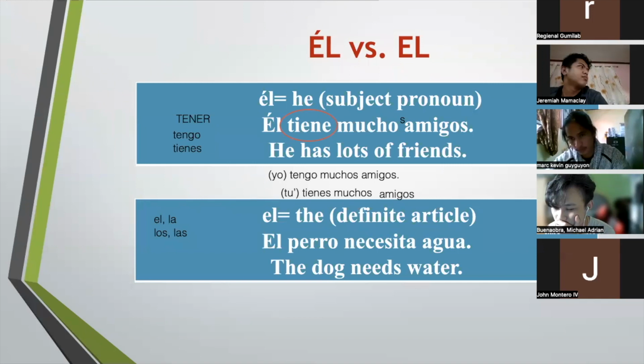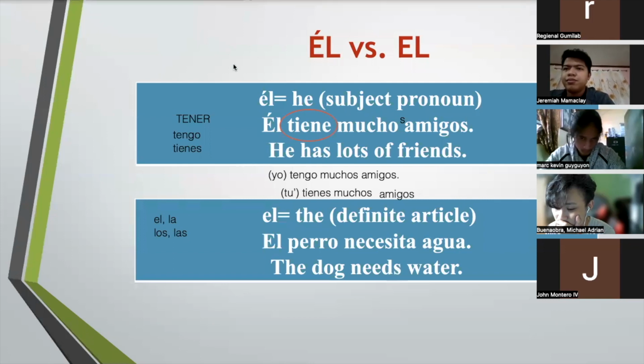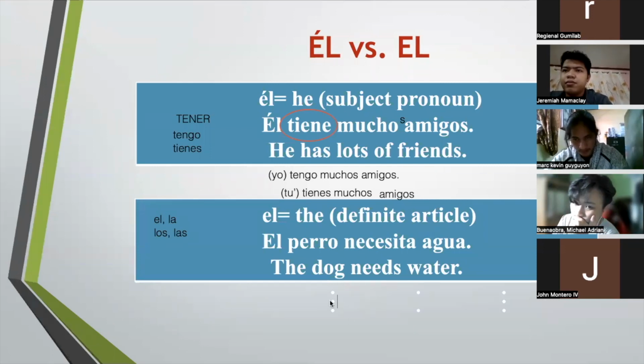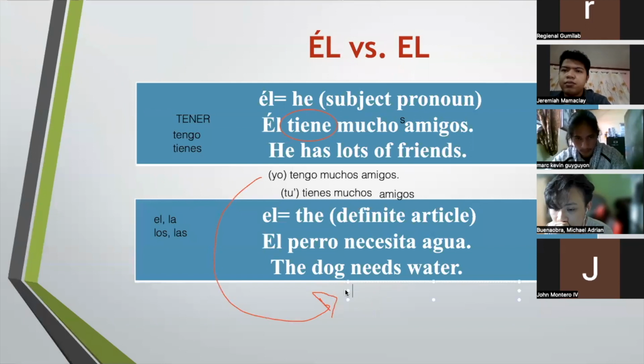Okay? So, ito na yon. The dog, el perro. Necesita is needs, agua is water. Just a quick conjugation lang from first to second ng necesita. So, the same principle that you're going to apply here. Okay. So, what could be the ending? Or what could be the verb? Necesito. Okay, agua. We also have, sa to naman, to.